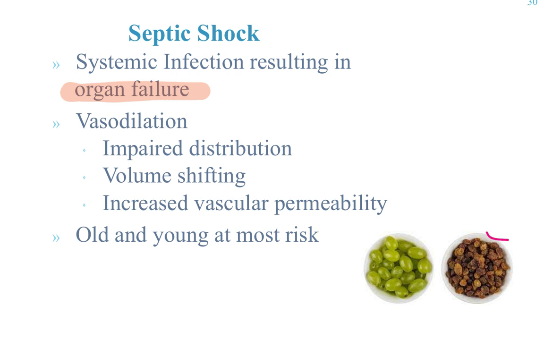The biggest populations that are most at risk are grapes and raisins, our old and our young, okay? Grapes and raisins, grapes being young, raisins being old, as well as those who are immunocompromised or are prone to get sick, like our cystic fibrosis patients and COPD patients, okay?